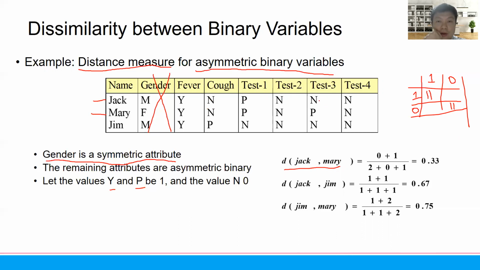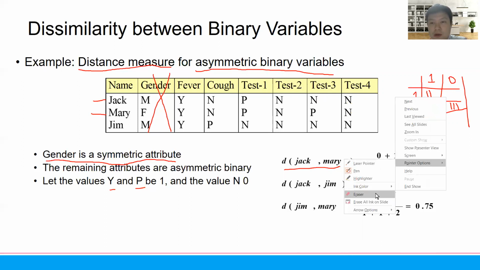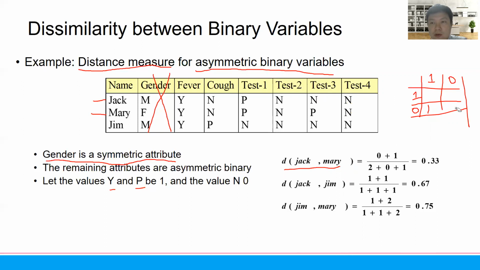And then N plus P. N means 0, and then P is 1, 0 and 1, so there's 1. And then the N and N, so there are 3. So I can just put this is 2, and this is 3, and then this is 1.